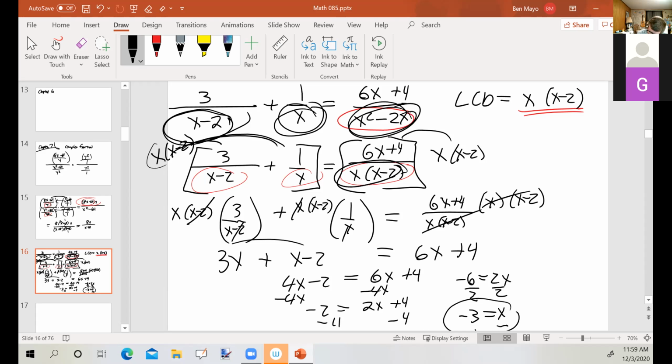And here, either 0 or 2 would cause trouble. So we don't have any trouble there. So x equals 3, or negative 3, excuse me, would be the correct solution. But you want to make sure, because sometimes you get an answer that doesn't work. Those are these extraneous solutions kind of thing.